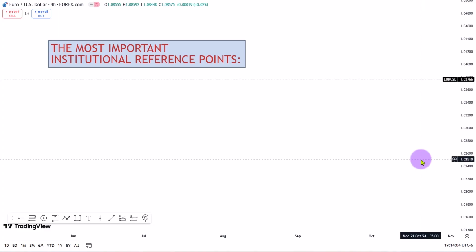Hello folks, so today I want to bring to you the 5 most important institutional reference points to incorporate into your trading so that you stop getting confused about what institutional reference point to be looking for. Once you master this thing I'm about to show you, it's going to help you cut out most of the confusions you get about institutional reference points.